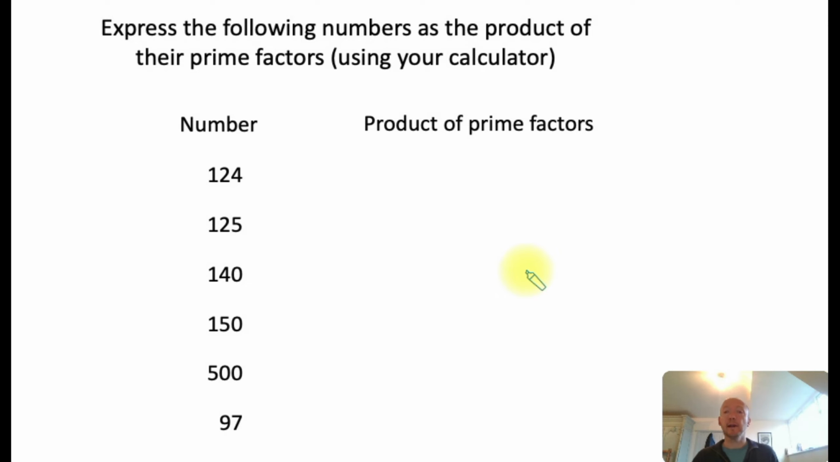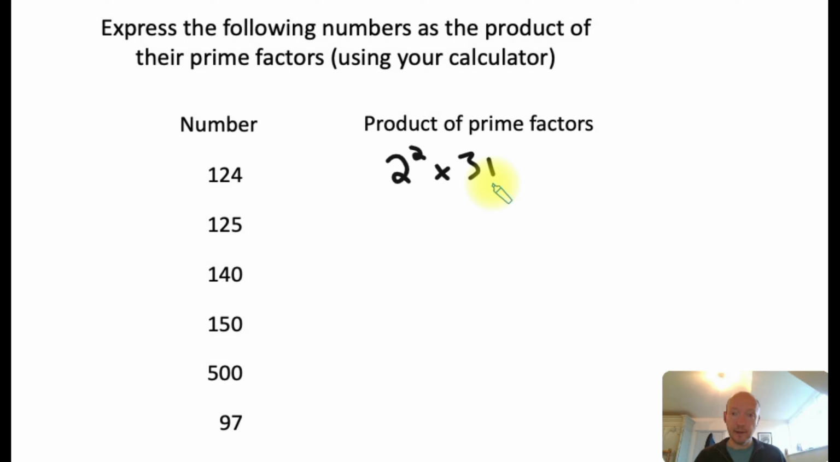Okay, and we're back. Right, so let's have a look. First question here, 124. So again, following the same procedure I've done before, I'm just going to do it on my calculator. So 124 equals shift fact, and I get that one to be 2 squared times 31.